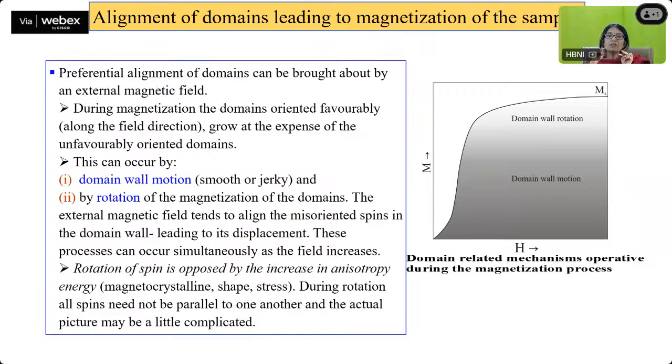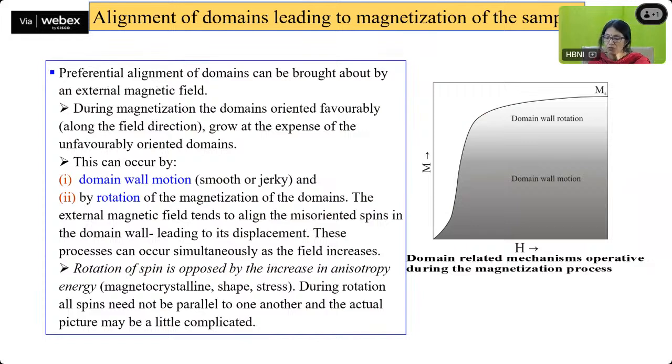It can take place by two different motions. One is that the domain wall itself is moving, so there is domain wall motion, and the other is rotation of the magnetization of the domains. The external magnetic field tends to align the misoriented spins in the domain wall, leading to its displacement. This process can occur simultaneously as the field increases.